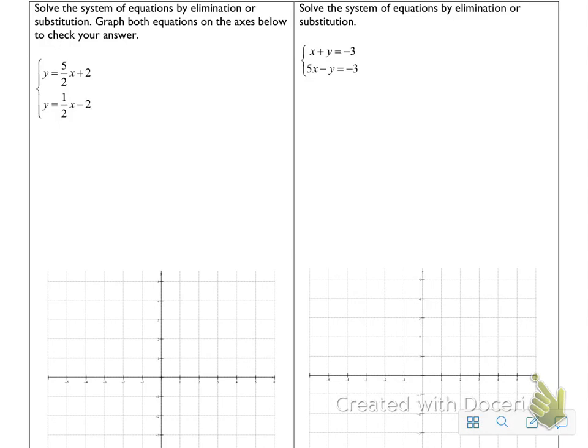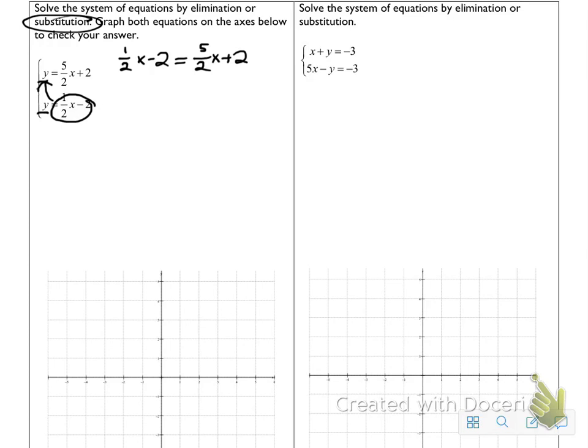But in this case, it would be easier to use substitution to solve this because we have y equals and y equals. So they're already solved for you. You don't have to solve for a variable, which makes it easier to just plug in. Because remember, substitution is taking an equation and replacing it. So we're going to take the 1/2 x minus 2 and plug it in right there. So we get 1/2 x minus 2 instead of our y equal to 5/2 x plus 2. And we go from there.